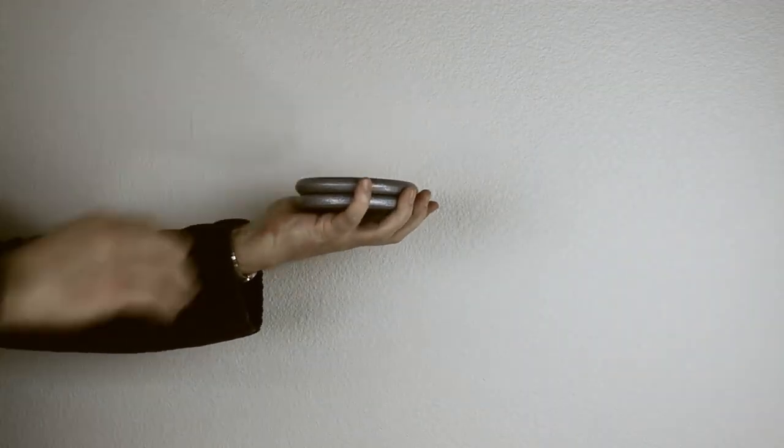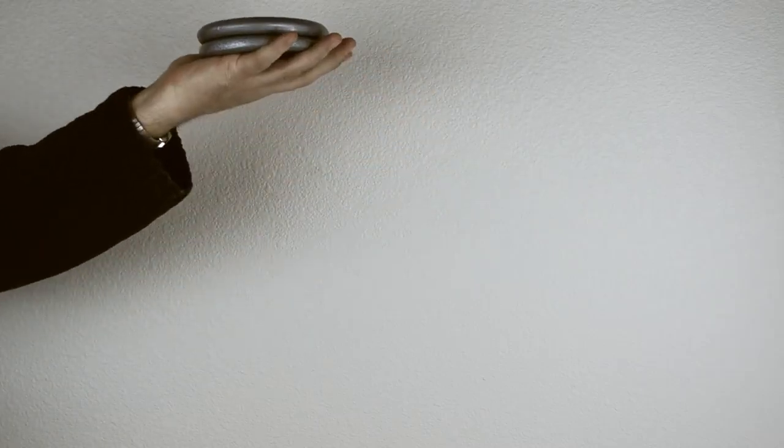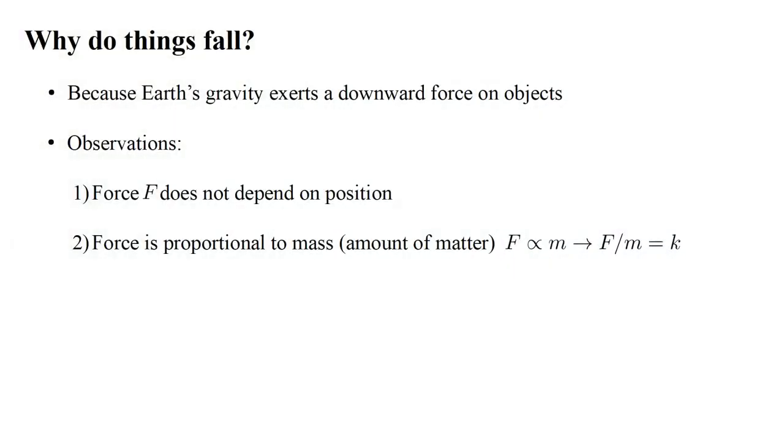If I add a second weight, I need to exert more force to keep the combined weight from falling. A reasonable conclusion is that gravitational force is proportional to the mass, the amount of matter. We write F is proportional to m, or F over m equals a constant k.